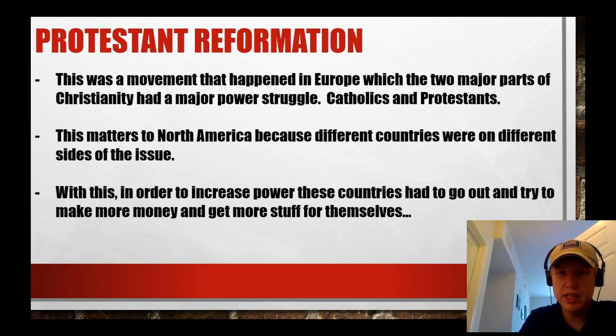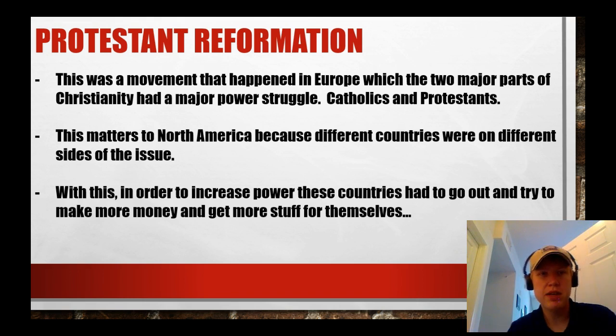So this is going on in Europe. There's some European drama. This matters to North America, where the United States is, because different countries were on different teams. Back in the day, different countries were Catholic or Protestant, and they would fight against each other based on the religion that they were with. So it's a very complex issue for sure.